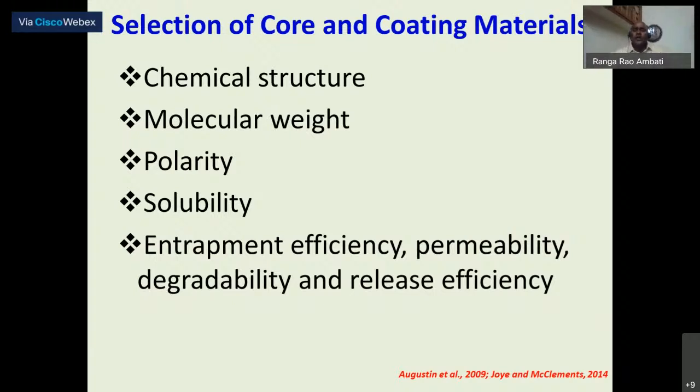So when you select the coating material, we need to look into the chemical structure, molecular weight, and the polarity, whether it is lipid soluble or water soluble. We look at how it works, how the solubility is increasing or decreasing, and how the delivery happens. We also need to look at the efficiency, permeability, degradability, whether it degrades the particular ingredient, and release efficiency. We need to look into these aspects when we select the coating material in the encapsulation process.